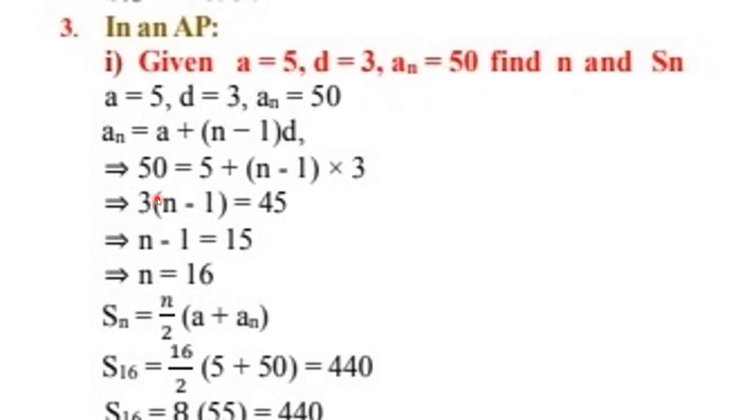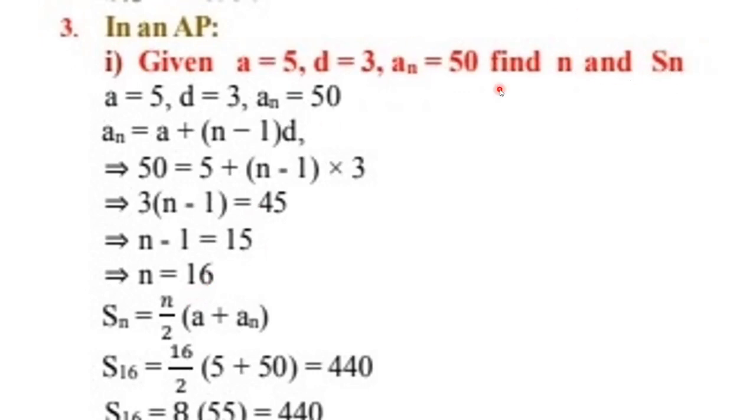Then here what I'll do is just shift this 5 from the RHS to LHS. That is plus 5 will become minus 5. 50 minus 5 will be 45. So multiply this 3 inside the bracket, you will get 3n minus 3, or else you divide this 45 by 3. When you divide this 45 by 3, you are going to get 3 15s are 45. So therefore n minus 1 is equal to 15. So shift this minus 1 to the RHS. 15 plus 1, you are going to get n value as 16.